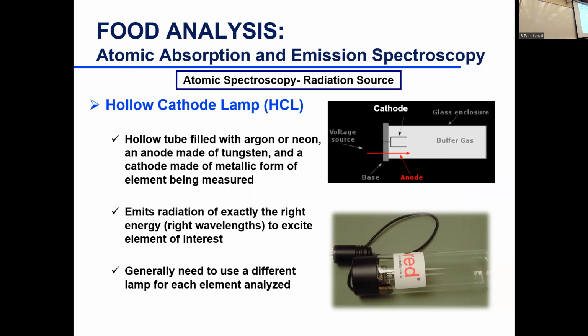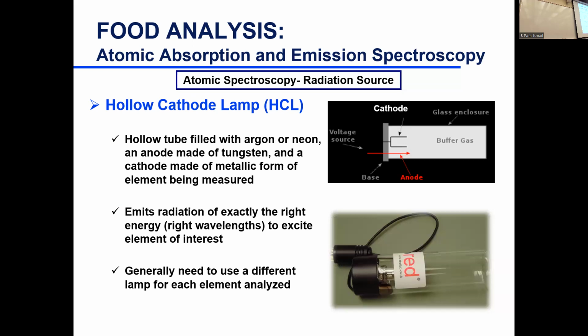So if you're doing calcium, it's going to be made up of the metallic form of calcium. If it is iron, it's going to be made up of the metallic form of iron. So basically, when the light is discharged, it carries light spectra that is unique for that element. So it gives you the wavelength that is unique for whatever the metallic form is, like calcium or iron. So that's why in the lab you have to change lamps. You went from calcium lamp to an iron lamp, or vice versa.